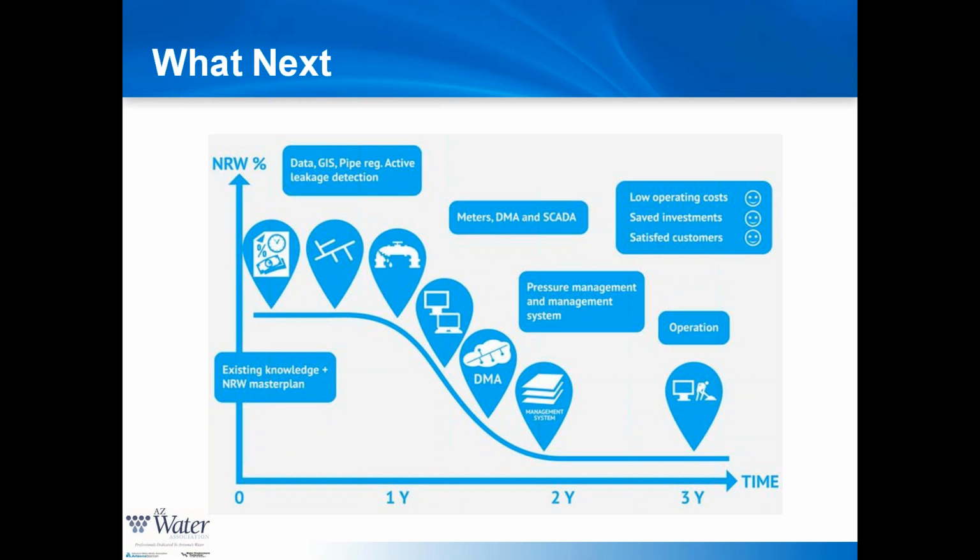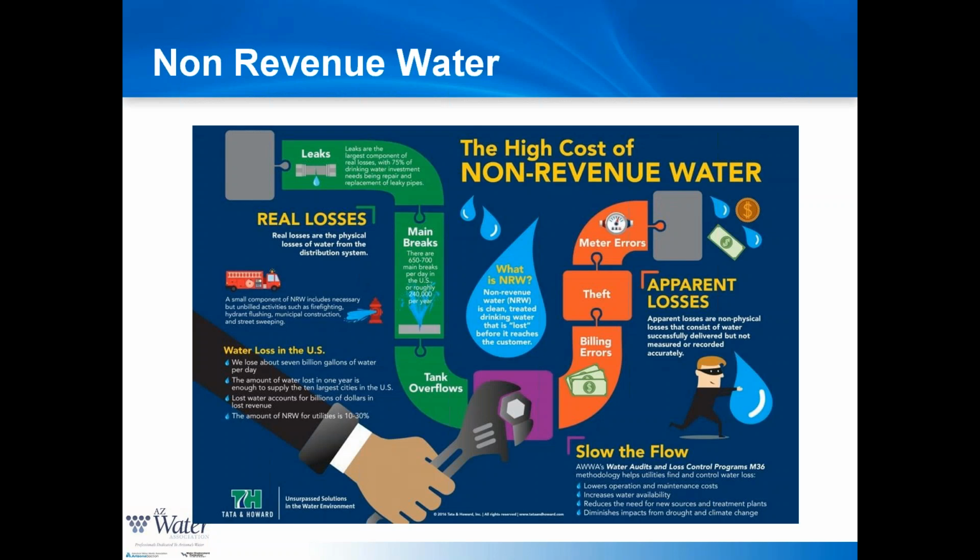Then you can look at your meters, DMA, SCADA systems, district, depending on the district size, district metering, pressure management, long-term asset management, and of course, IoT data integration and visualization and those types of things. This is from Tata and Howard here. They have a nice illustration where you see what leaks describe here.